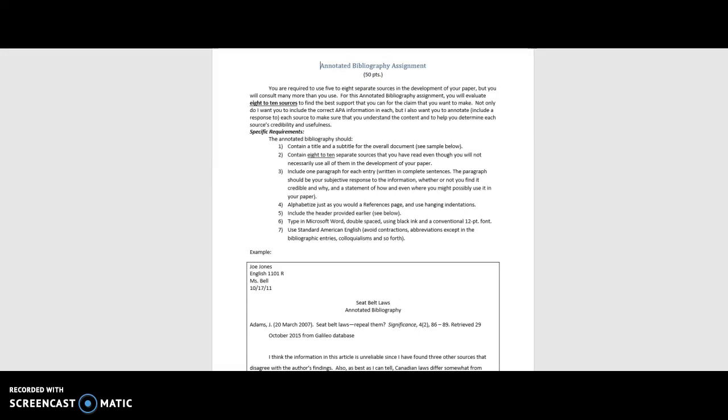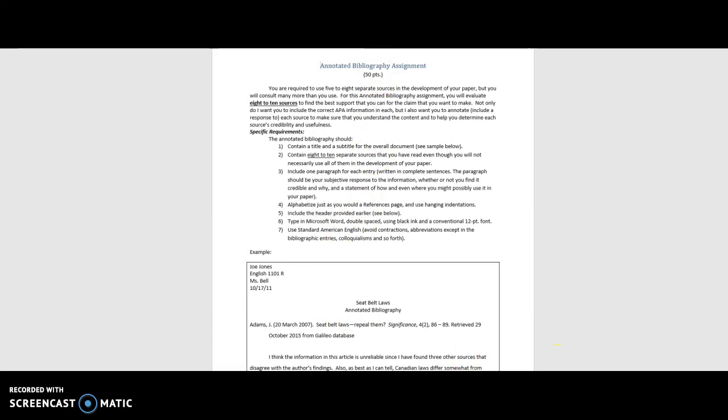So first of all, this annotated bibliography assignment, and that's the title of it. Notice that it's got the same root word as the word note. Okay, so annotated bibliography means notes that you've made, including a bibliographic reference, as you do research.